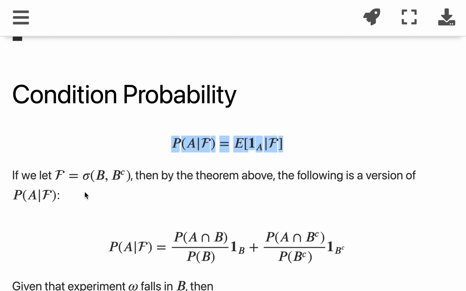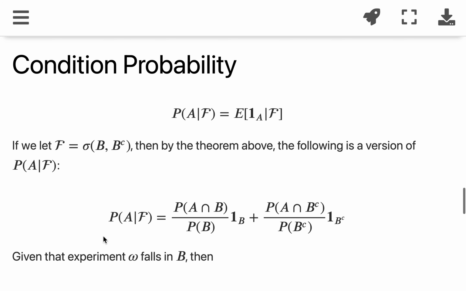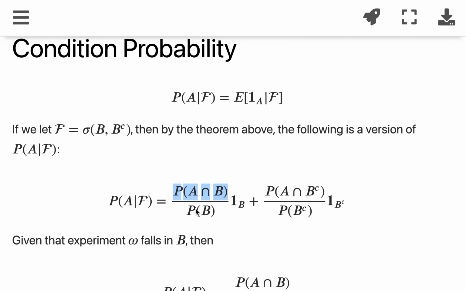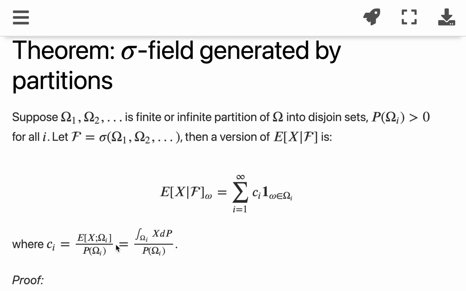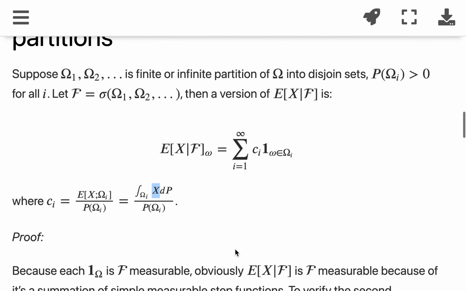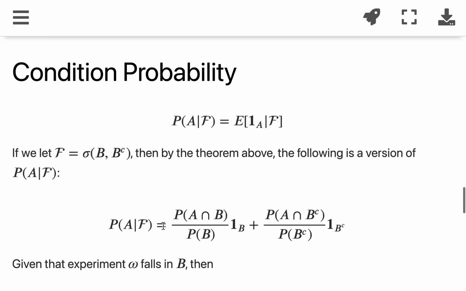And if we let F be the sigma field generated by B and B complement, then by the theorem above we just proved, the probability of A given sigma field F is just a summation of this form, and this is what we just proved in the last theorem, where the x is just the indicator random variable, and that becomes this form.